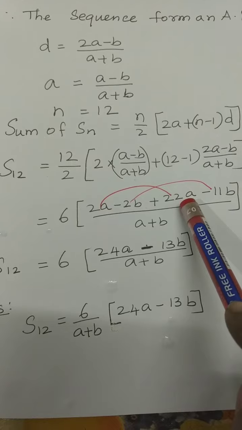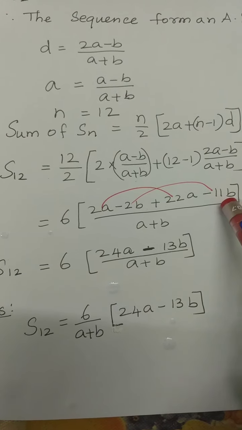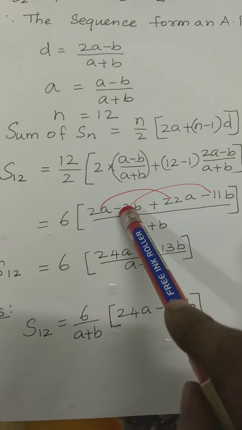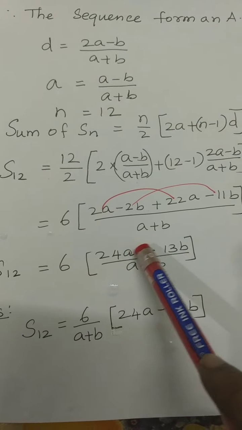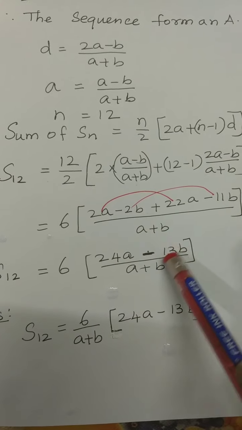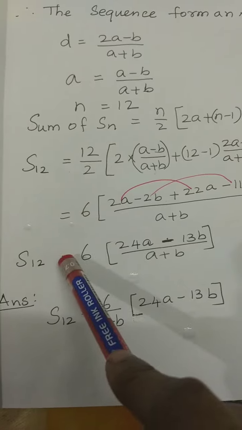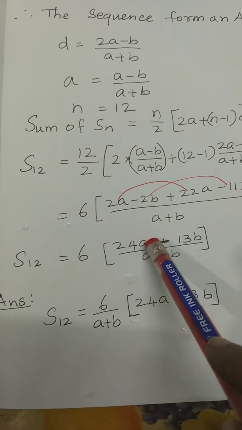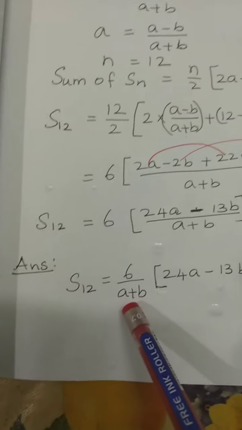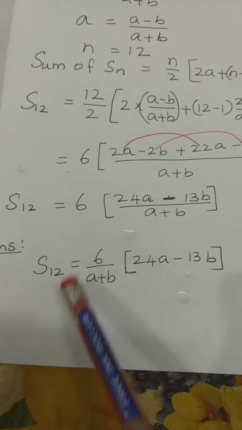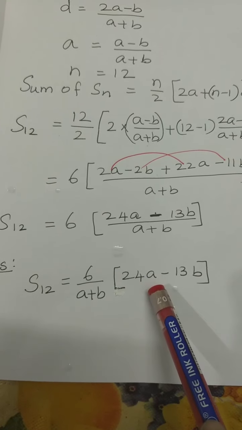It will come as 22a plus 2a, 24a. Then minus 11b minus 2b, both you have to add and the symbol is minus, 13b by a plus b. So S12 is equal to 6 into 24a minus 13b by a plus b. We can take a plus b outside, means the answer S12 is equal to 6 by a plus b into 24a minus 13b.